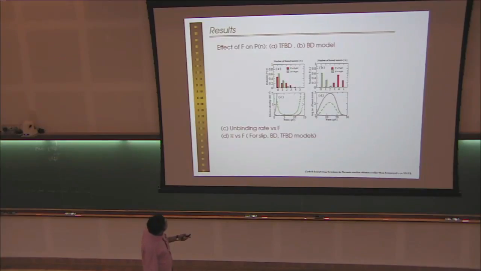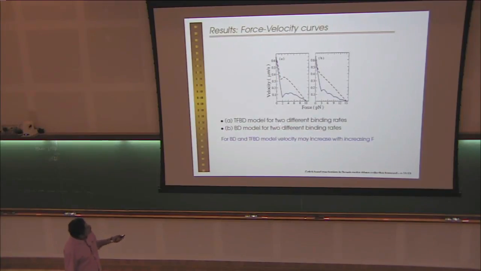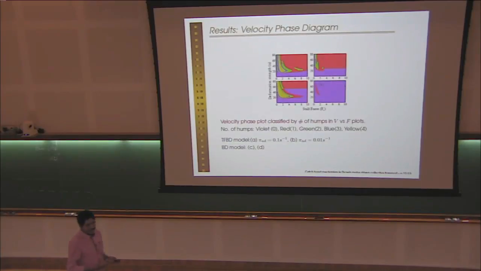But the most dramatic consequence, I would say, is how it can affect the force-velocity curves. Here you can see, for both the TFBD model and the BD model, that if you increase the force, there can be regions where you provide force and the velocity of this vesicle actually can increase. This is one of the predictions that we are seeing.